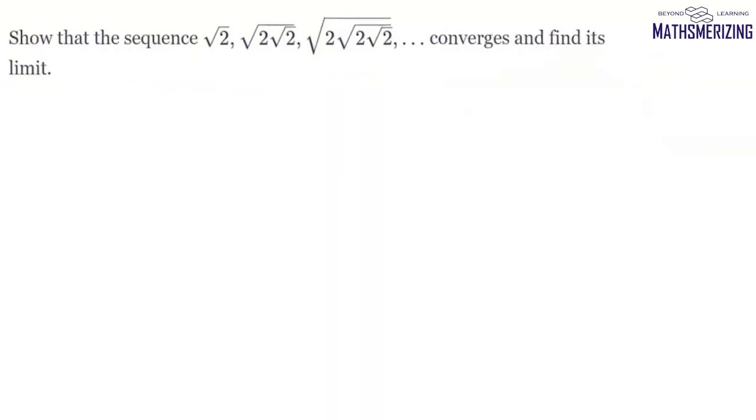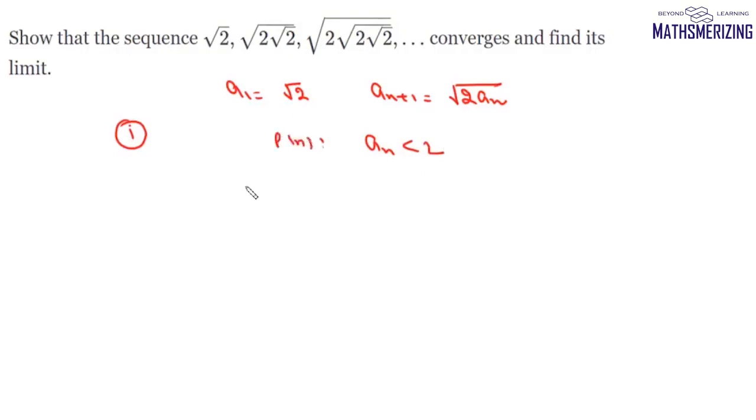Now another method to solve the same question is using a recursive relation. Here a1 is root 2 and a(n+1) is root 2 times a(n). In the first part, we'll prove that this sequence is a bounded sequence, and our assertion is a(n) is less than 2. So that's your P(n). Now we'll prove the result for n equals 1.